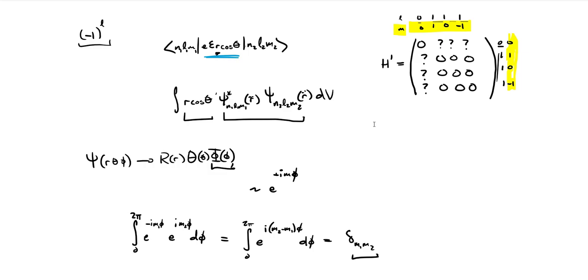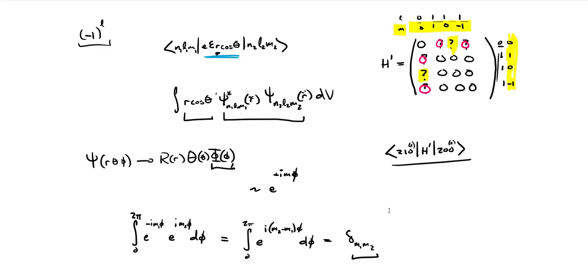So if we look at those, we know that the 1, 1 and 0 state is going to be 0. The 1, negative 1 and 0 state is going to be 0. Likewise here and here. And we're left with only two elements that we actually have to calculate, right? So the only elements that we have to actually figure out for our perturbation matrix are going to be the 2, 1, 0 state coupling to the 2, 0, 0 state.